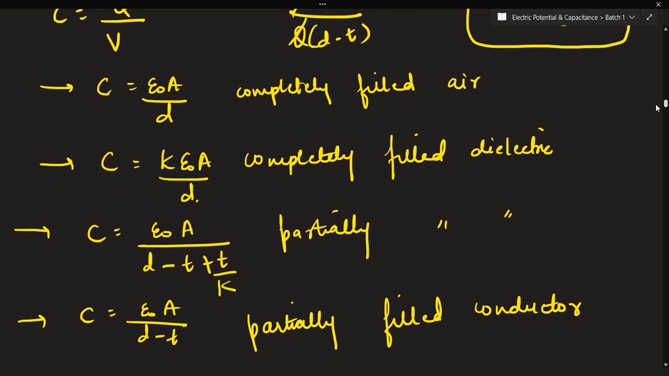Completely filled air, then it is epsilon naught A by D. If a dielectric slab is introduced, then it becomes K times C air, that is K epsilon naught A by D. If a slab is introduced with a certain thickness, partially filled, you write epsilon naught A by D minus T plus T by K. And for partially filled conductors, we write epsilon naught A by D minus T.